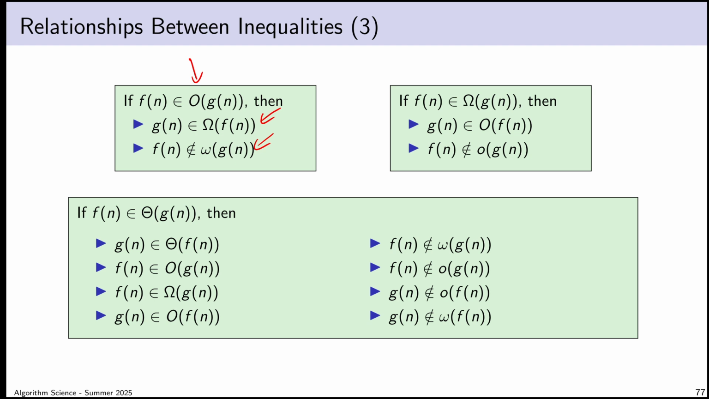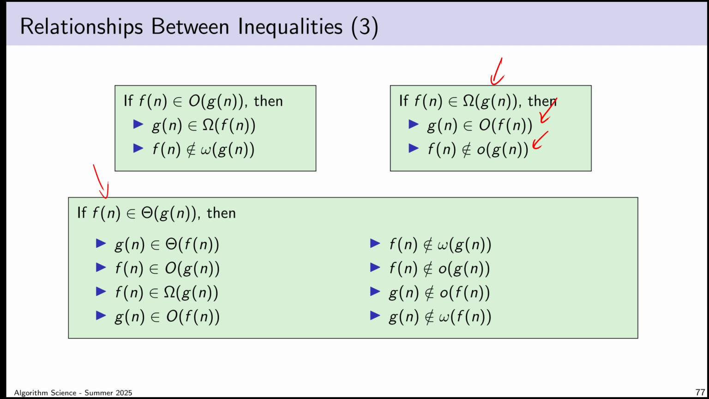So f is not, this is saying f is not greater than, strictly greater than g. Because of course, if a is less than or equal to b, then a is not greater than b. And the same thing is holding here. Similarly, if f is big omega of g, then g is big O of f, and f is not little o of g.